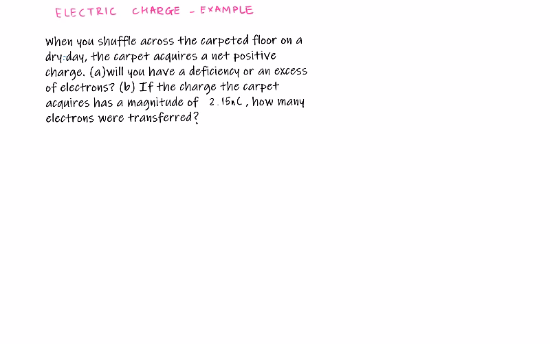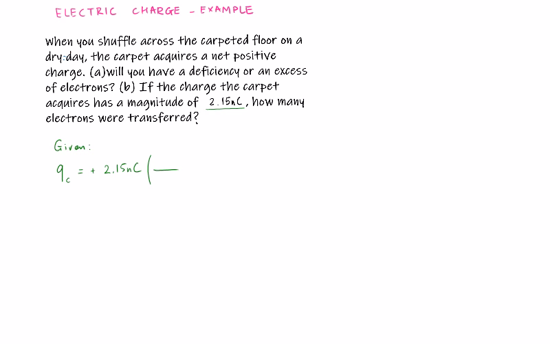The B part of this problem asks: if the charge the carpet acquires has a magnitude of 2.15 nanocoulombs, how many electrons were transferred? First, let's write down what is given to us. We're given 2.15 nanocoulombs, the amount of the charge. So I'm going to name it Q on the carpet, equals positive 2.15 nanocoulombs. Let's note that the nanocoulomb needs to be converted into coulombs. I'm going to do this right away.